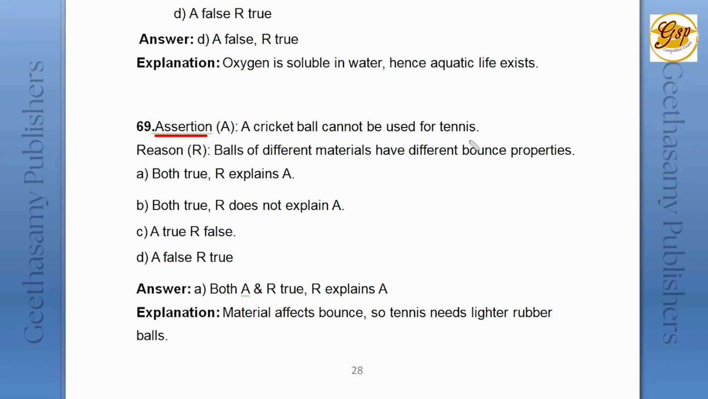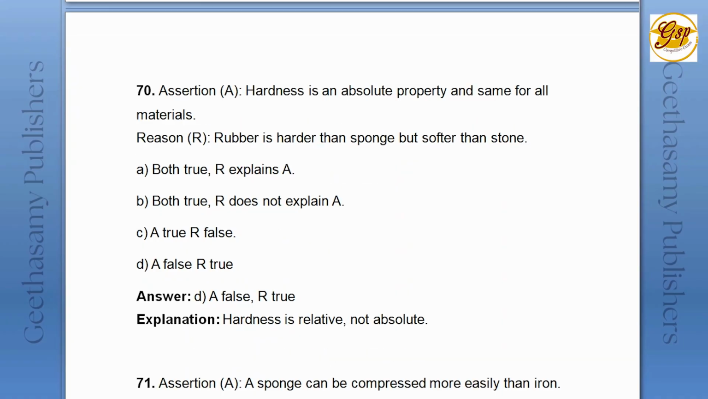69th question. Assertion: A cricket ball cannot be used for tennis. Reason: Balls of different materials have different bounce properties. Both are true and R explains A. Both are true and R does not explain A. A true, R false. A false, R true. The correct answer is A: both A and R are true and R explains A. Materials affect bounce. The tennis ball needs lighter rubber balls. Right? Fine.